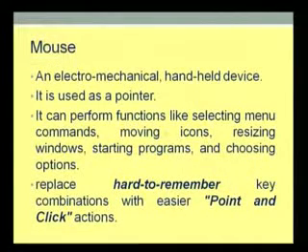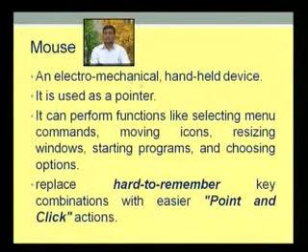Now the next input device is the mouse. The mouse is an electromechanical handheld device we use as a pointer inside our system, and it can perform functions such as selecting menus, commands, moving icons, resizing windows, starting programs, and choosing different options available on our windows. So basically a mouse is useful for our GUI operating system.